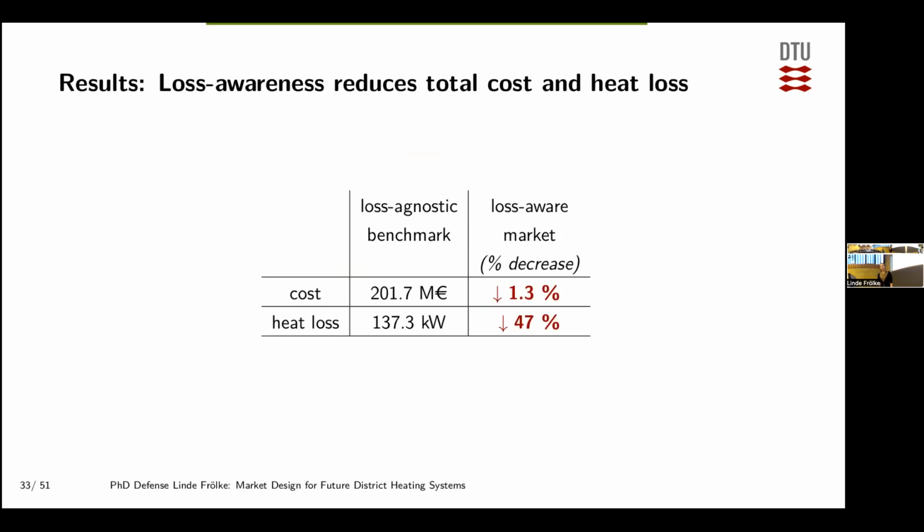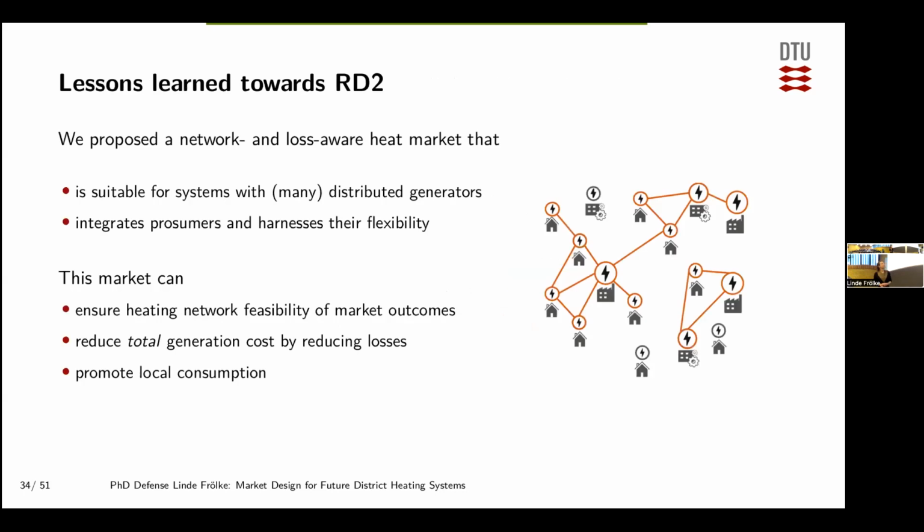We also looked at the total cost and the total heat loss in the benchmark and the proposed market. And we see that both the total cost and the total heat loss in the network are decreased in the proposed market. So we conclude this research direction.